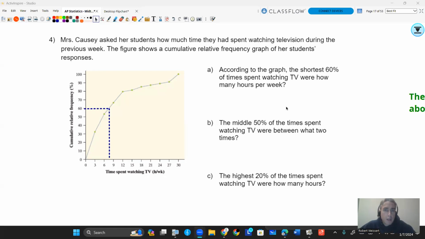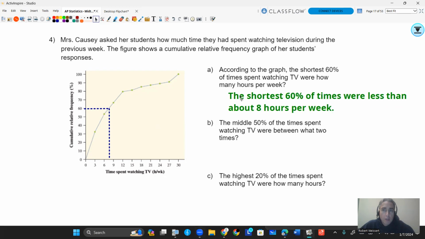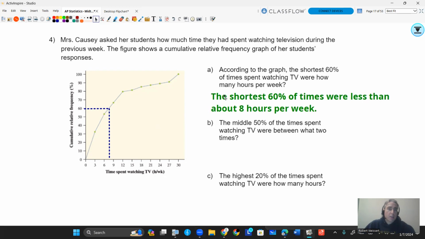The way that I do it is I go to 60 at the percentage mark and I meet the line. You don't have to be super perfect. Then I go back down to the x-axis and I'm just estimating about 8. It could be 7.5, even closer to 7, but I'm just kind of throwing that out there. So what I ended up saying was the shortest 60% of times were less than about 8 hours per week. And the reason I said less than was because it says the shortest. So the shortest 60% of the times would be all these times, at the 60th percentile and below. So I said less than about 8 hours per week.